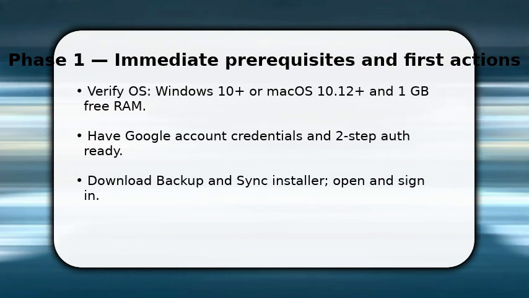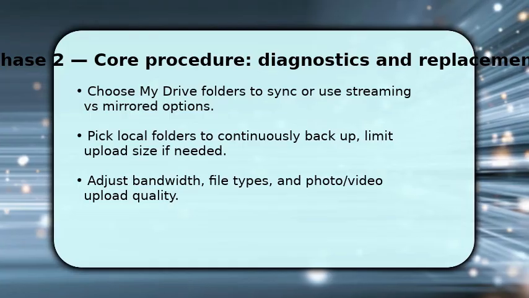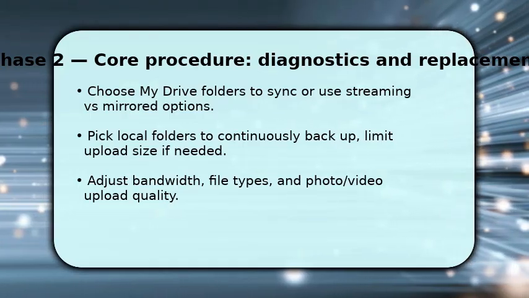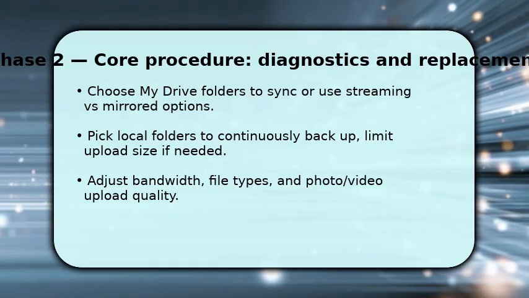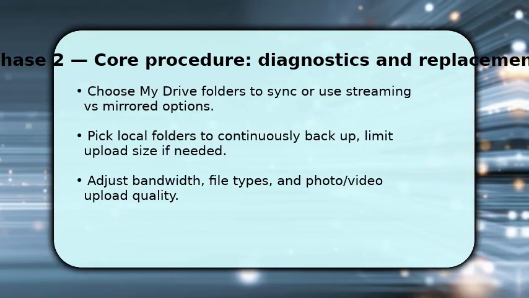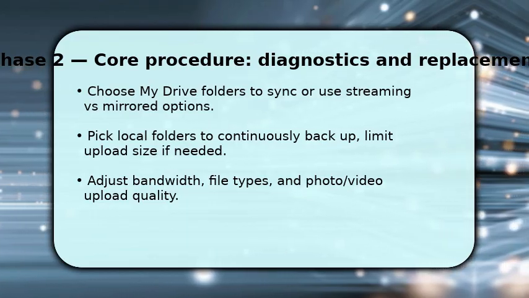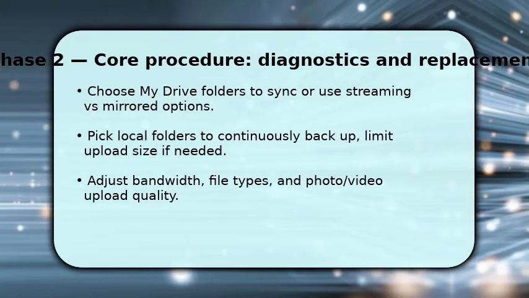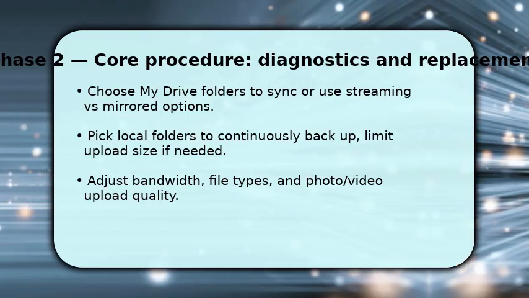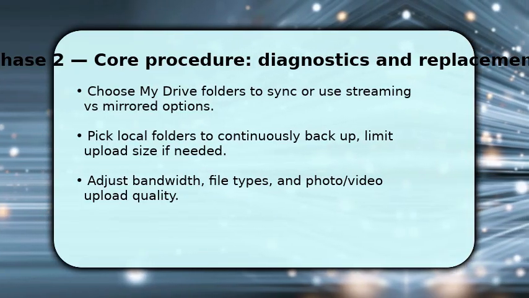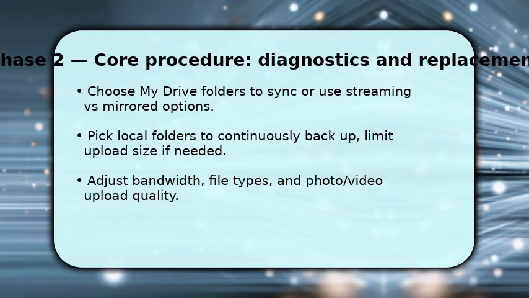Now focus on what to sync and why. Pick My Drive folders when you need cloud copies, or Mirror when you want local replicas for offline work. Then, add local folders: documents, desktop, pictures, so they back up automatically. Make sure to set upload limits to prevent saturating your network. If you have many large videos, choose lower photo/video upload quality to save space.